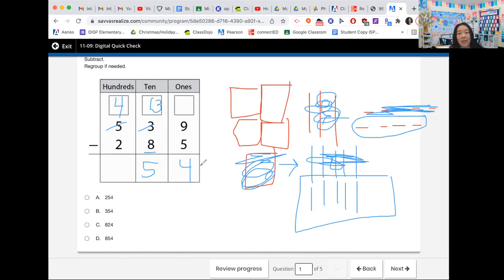Now let's move on. What is step 3? Subtract the hundreds. And how many hundreds do we have? 4. How many hundreds are we subtracting? 2. And how many hundreds do we have left? 2. What is your final answer? 254. Very good. You guys did a wonderful job with that one.